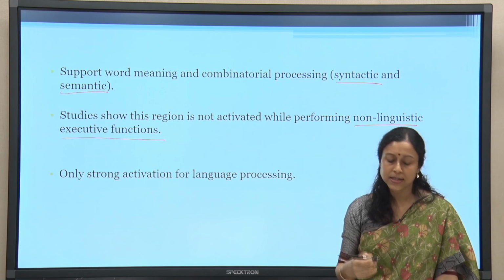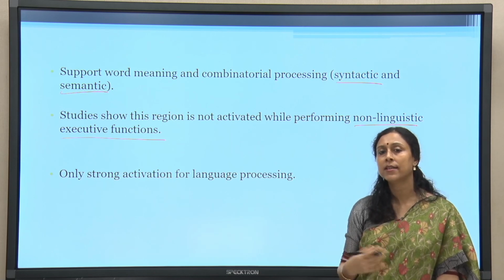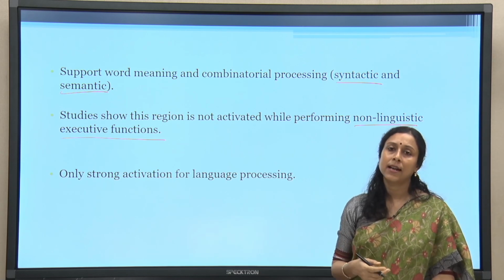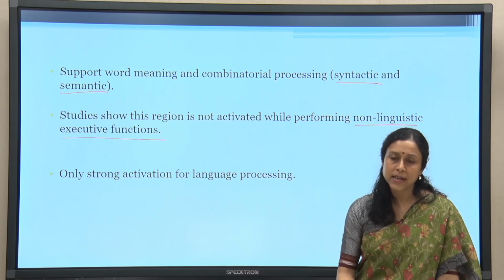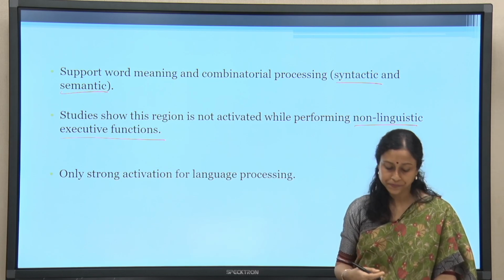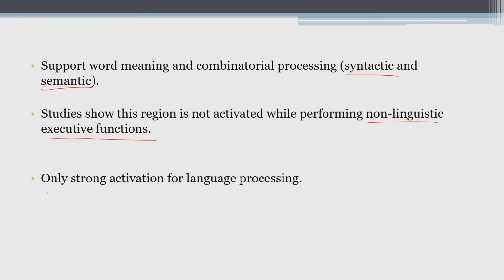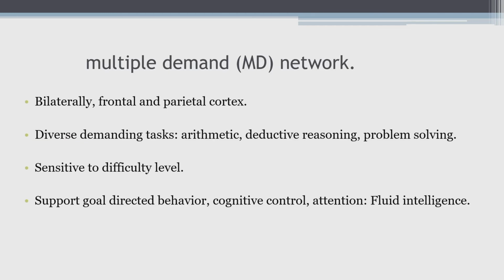So, in case of, let us say, a flanker or Simon task or any such Stroop task, whatever they are carrying out, this language area does not show activation. This area shows strong activation only for language processing. They have used finer mechanisms in order to find out the differences.